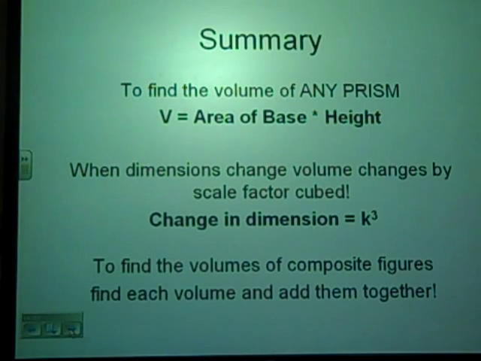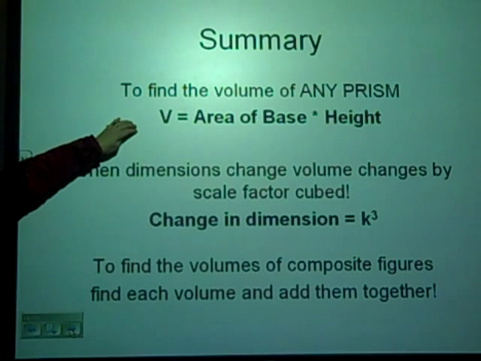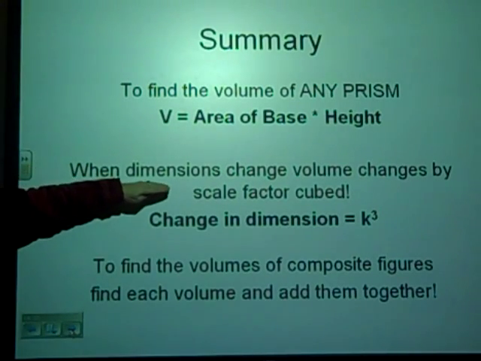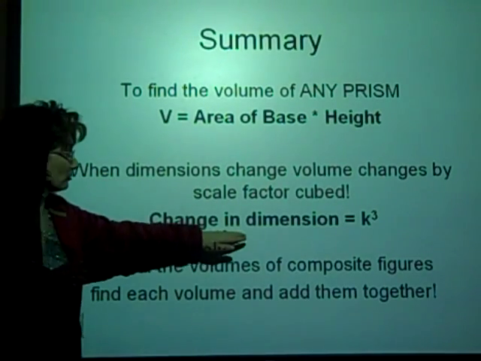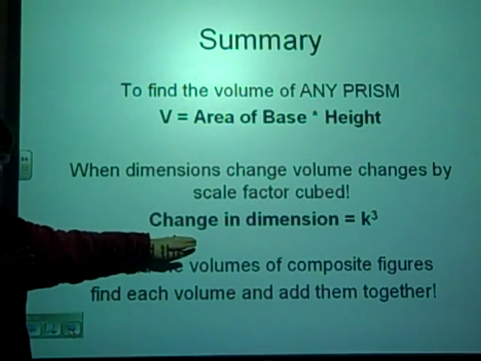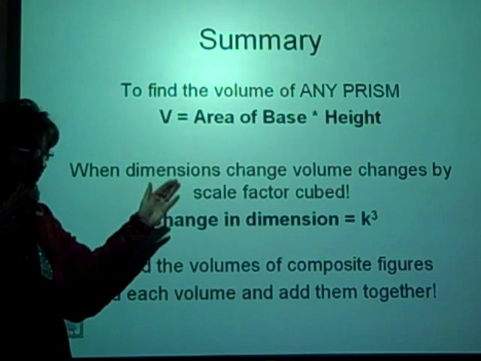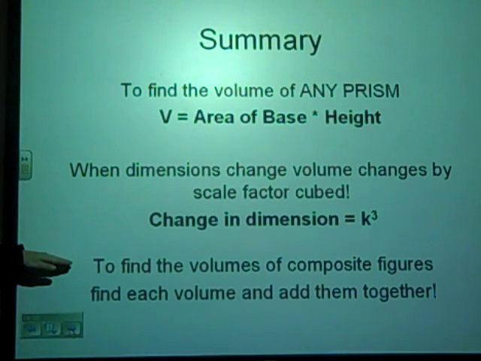In summary, to find the volume of any prism, simply area of the base times height. When dimensions change, volume's going to change by the scale factor cubed. You might just write this in your notes. Change in volume equals k cubed, or scale factor cubed. And to find the volumes of composite figures, find each volume and just add them together.